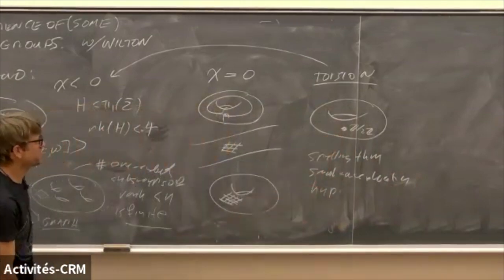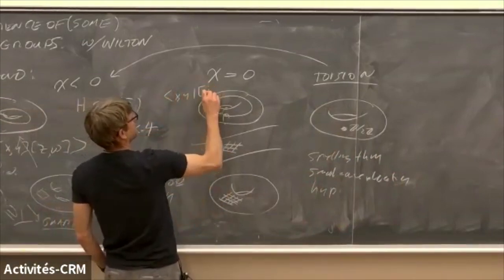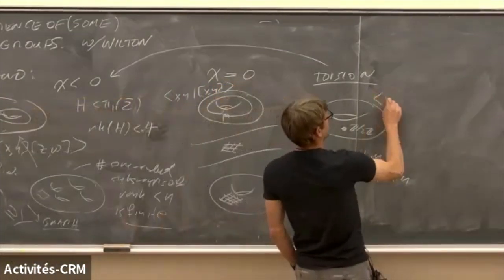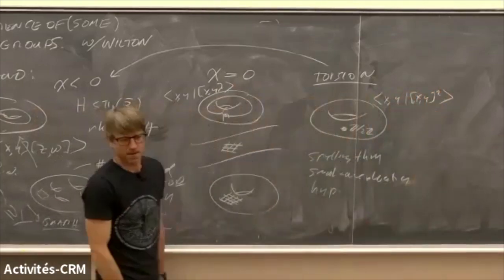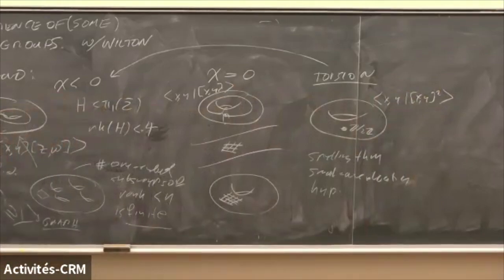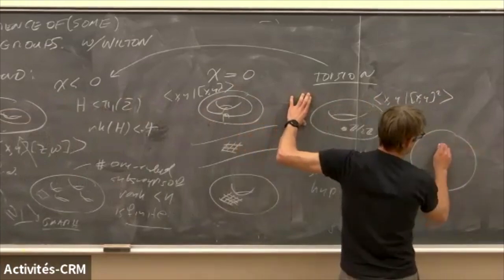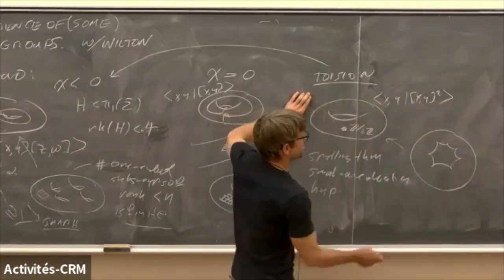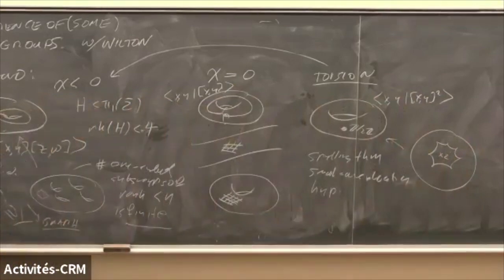So this group is just x, y, and I kill the commutator, and this one is y, kill the commutator squared. Okay. Sort of the normal thing to do. And so the universal cover of this one is really the hyperbolic plane tiled by octagons, but you have to double every octagon. Okay, and the next example.